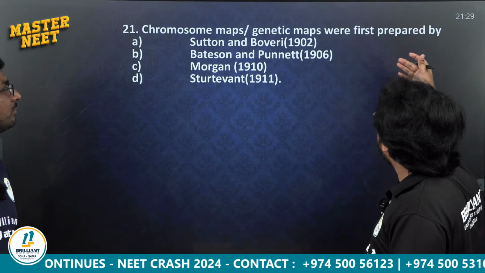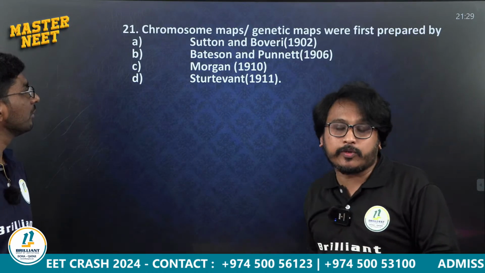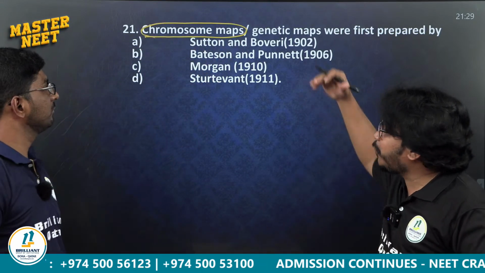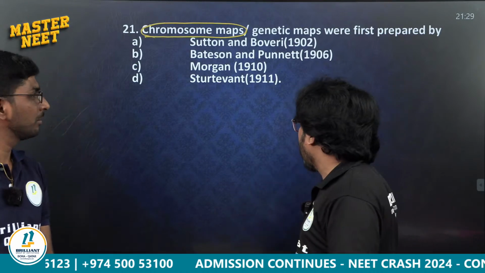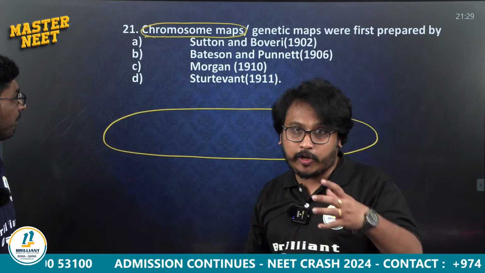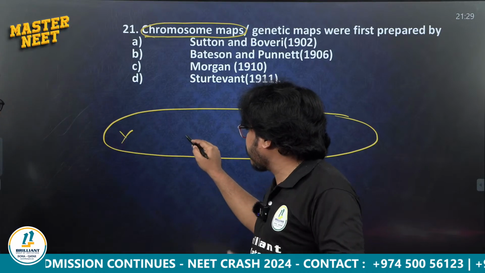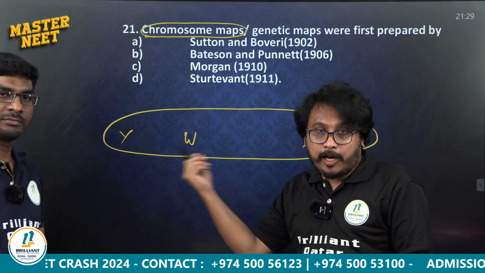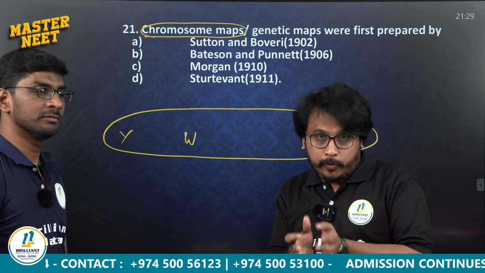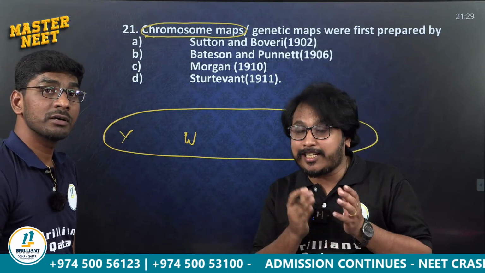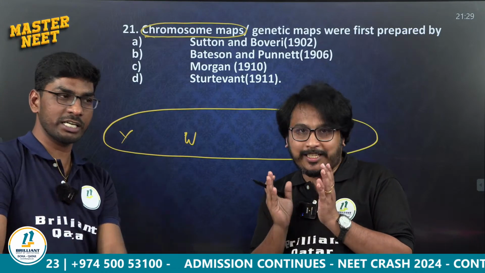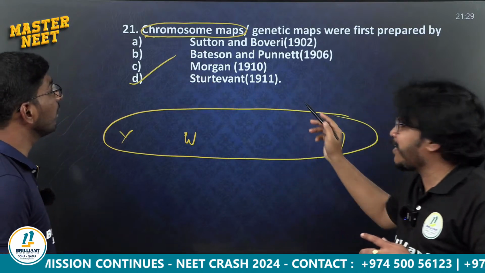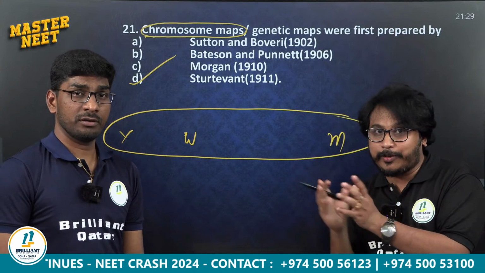Chromosome maps or genetic maps were first prepared by. This was also a NEET question in 2019, and last year also this was repeated. The scientist who prepared genetic maps, that means locating the position of genes inside the chromosome, like body color, eye color, and wing shape. The location of genes inside the chromosome is found using the percentage of recombination as the distance between the genes. Linkage genes, we discussed this. This was first done by Alfred Sturtevant in 1911. So this is a previous year question. Make sure you are getting it.